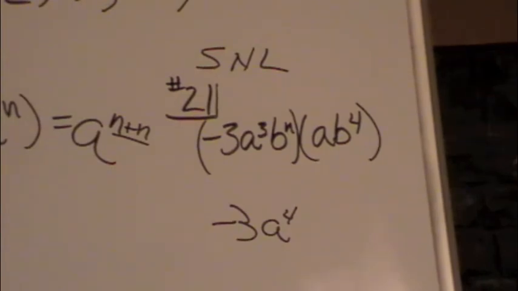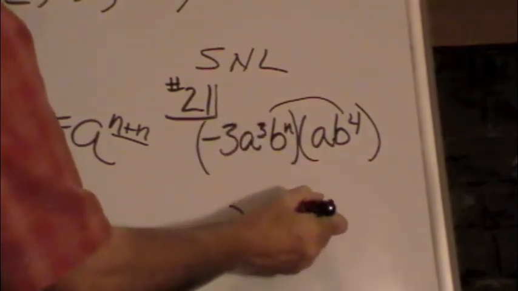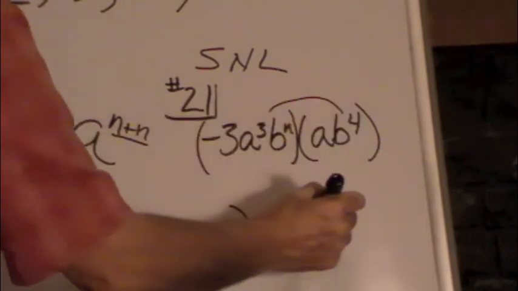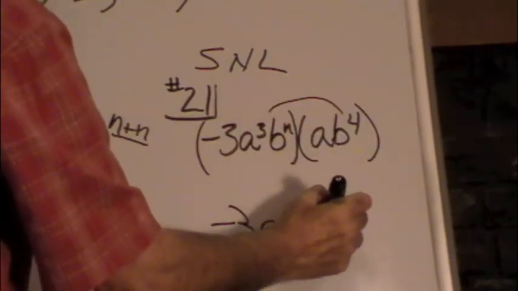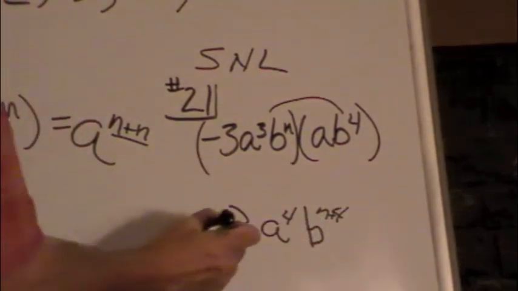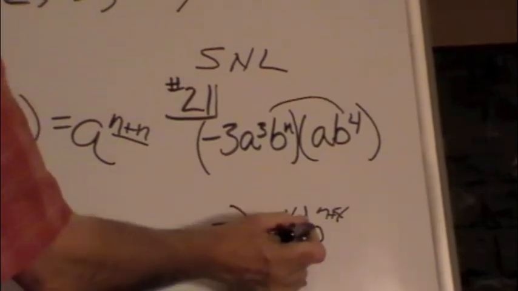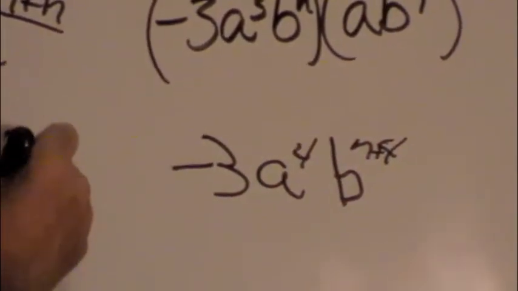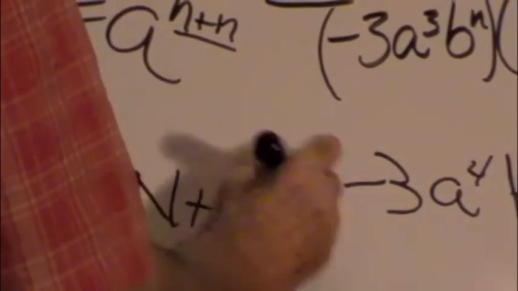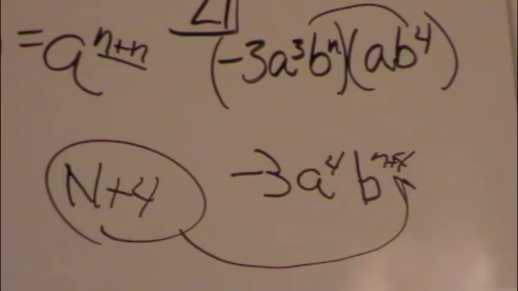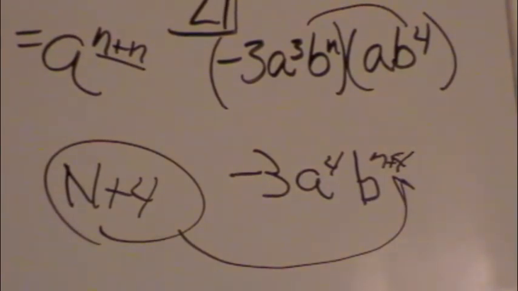Got that? Real simple. So how many B's do we have? B to the N. Well, that means we have B, and whatever N is, we don't know. N, and we also have B to the what? 4. So that's N plus 4. That is written very terribly. Can you get that? It's a minus 3, A to the 4th, B to the N plus 4. That's what that mess right there says. Sorry, that's the way I write. That's how simply you write the answer.